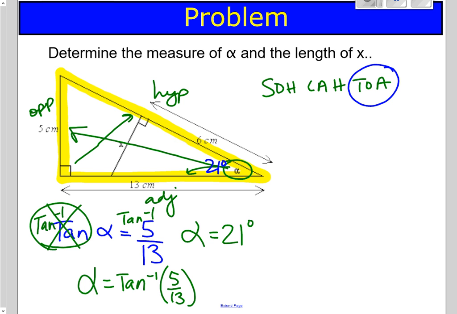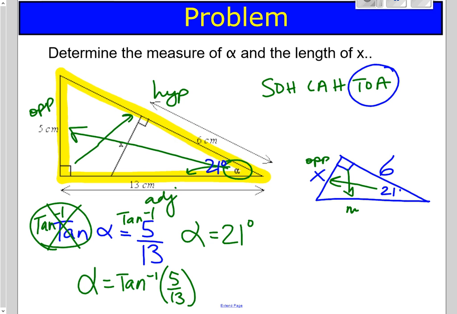Now, they'd like me to find side x. So this is what I have. I'm just going to kind of redraw it so that we can see it. So there's my 90 degrees. There's 21. They're asking me to find side x, and this side is 6. I'm going to start by labeling my sides. So this is my opposite side. This is my hypotenuse. And then this is my adjacent.